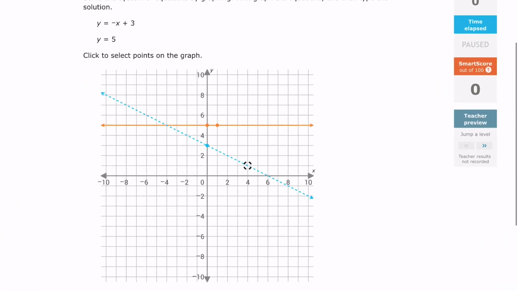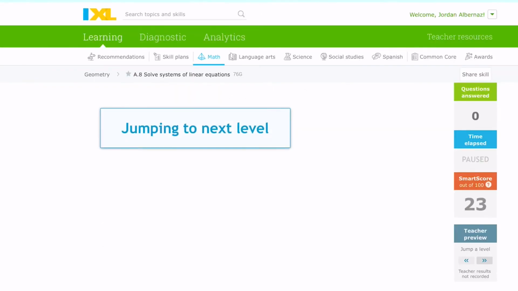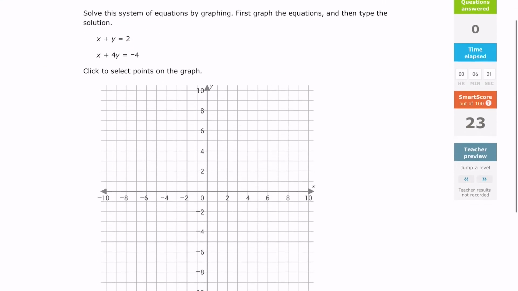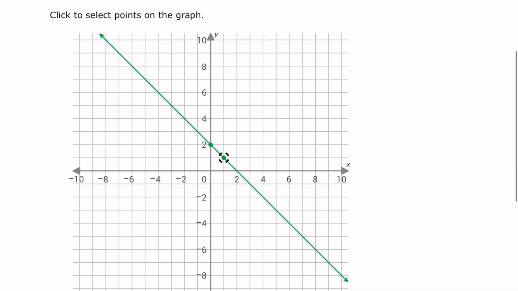Let's do a quick example. So let's just do one real quick. x plus y equals 2. I'm going to do the math in my head. It's going to go through 2 and have a slope of -1. So that's what I'm going to graph. It's going to look like that.